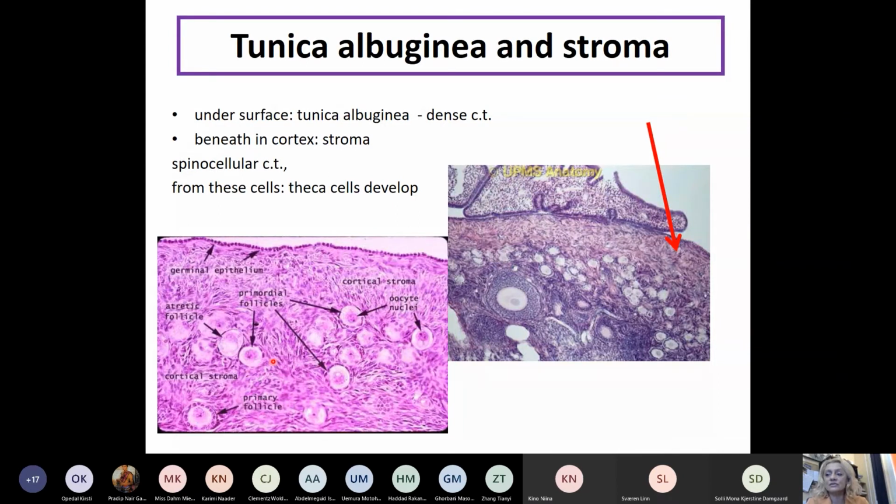And you can see the surrounding connective tissue, which I mentioned in the beginning. This is the so-called stroma or spinocellular connective tissue. Here you can see how rich in cells this connective tissue is. And embedded, we find the different follicles.